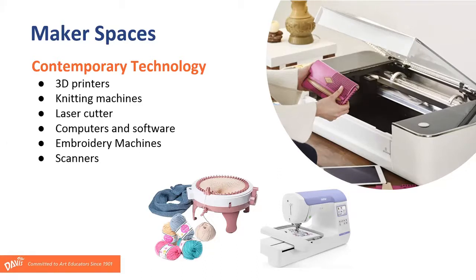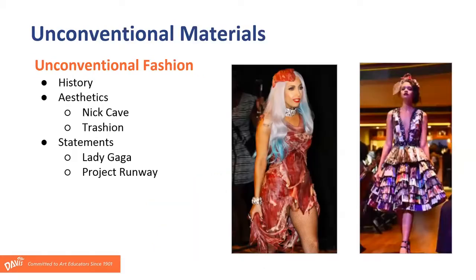Here's some of the specialized equipment that would be in the most advanced third tier of a fashion program. Things like 3D printers, knitting machine, laser cutter, embroidery machine, and a body scanner. Now that is a very brief overview of some basics to advanced items that you would need. Now we're going to talk about unconventional materials, and Terry will take over.